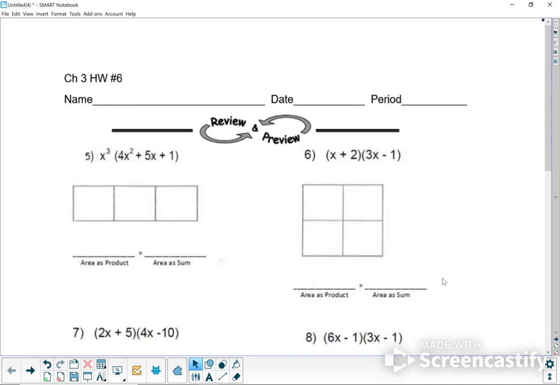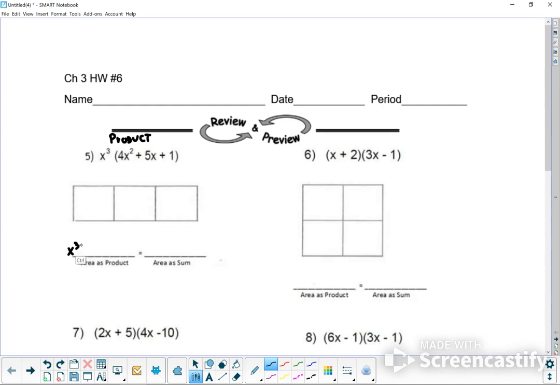Okay, let's do this. This is homework number 6 for chapter 3. So let's get started. This is your first introduction, or after your first introduction to the area model. So this assignment, you have this right here, which is already the product. Right? So if you didn't know, you will usually see it like this, which is already the product. Okay, so all we have to do is write the area as a product right there.